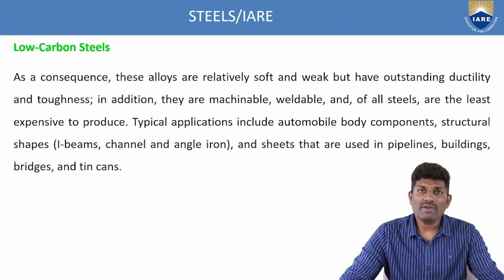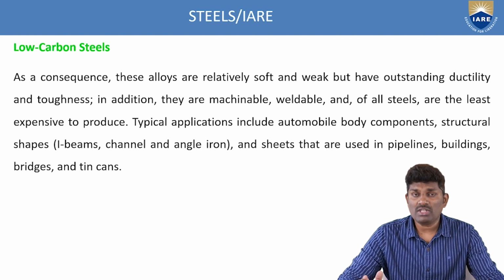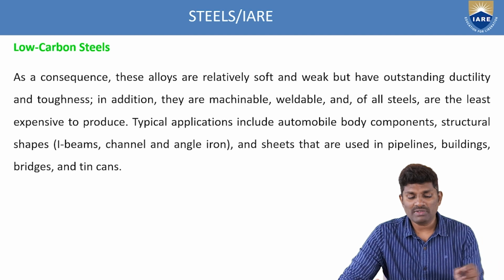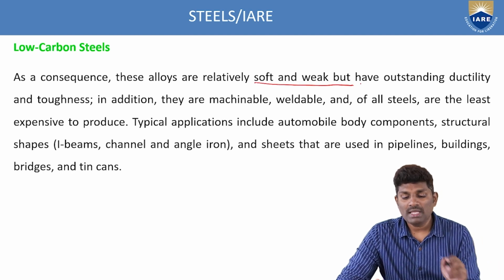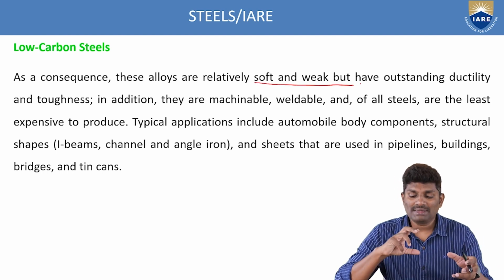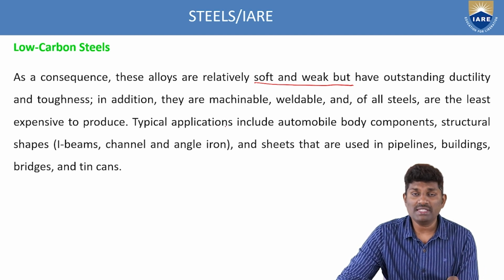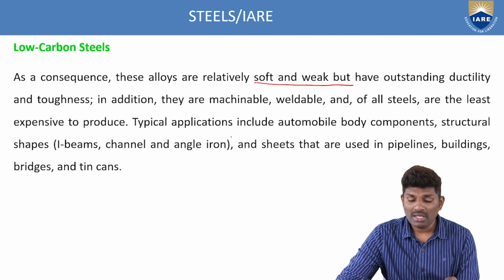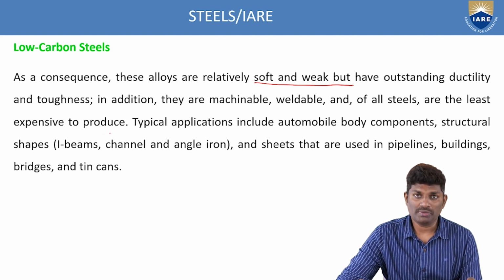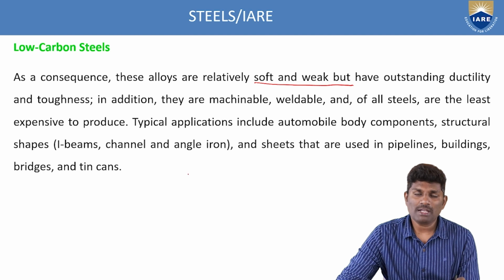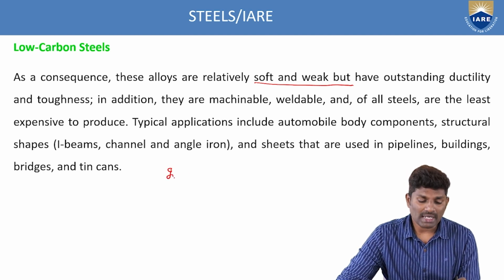And in sequence, these alloys are relatively very soft. If you see the physical properties of these low carbon steels, they are very soft and weak but have high ductile nature and toughness, and they are very easy to machine and weld, and these steels are the least expensive to produce. So the mechanical properties are very soft and weak but with a good ductile nature, good ductility.